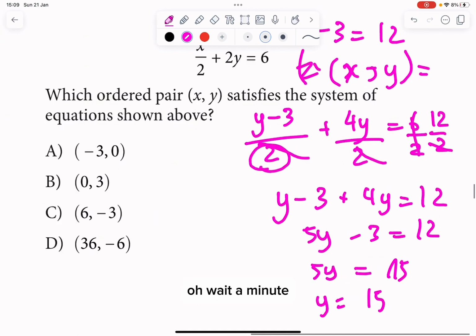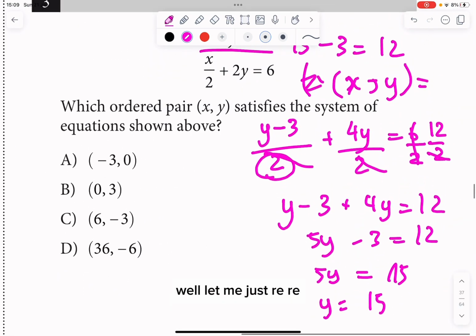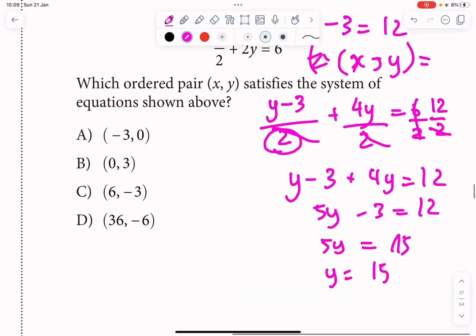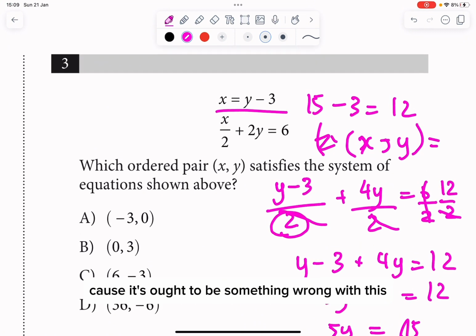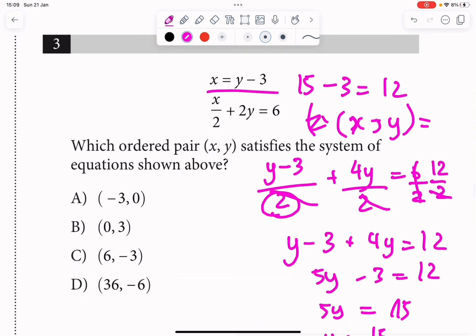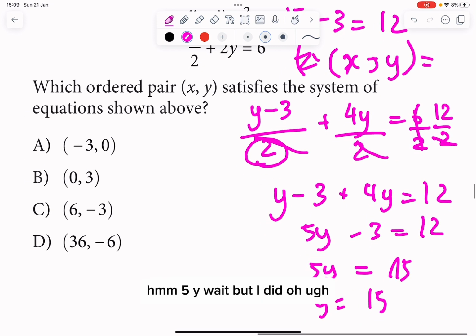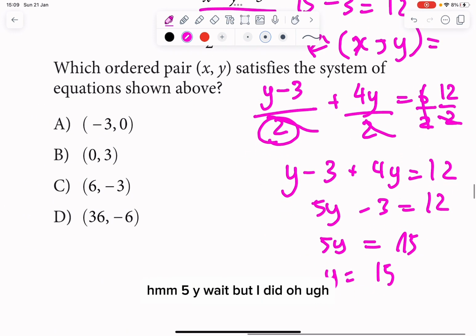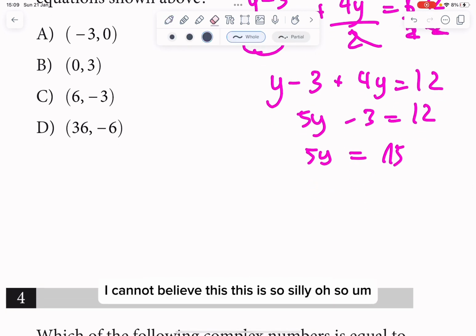Oh wait a minute, why is there no option that matches my answer? Well, let me reconsider that again, because there ought to be something wrong with this. 5y. Wait, but I did. Oh, I cannot believe this. This is so silly.